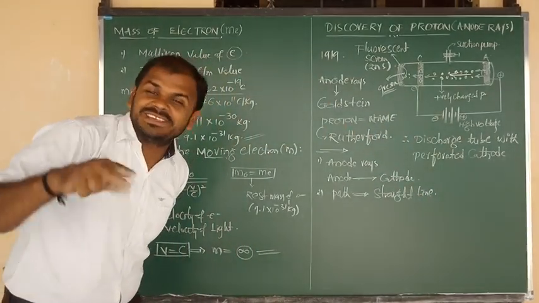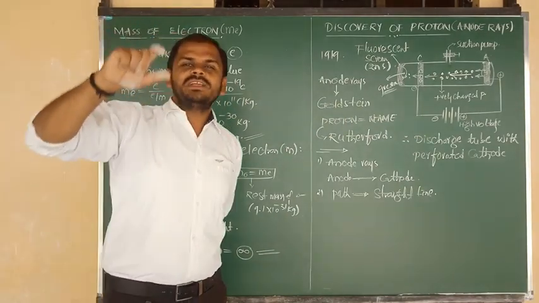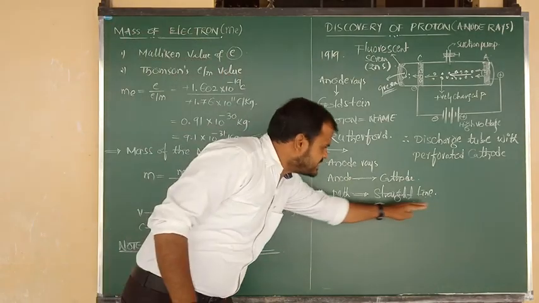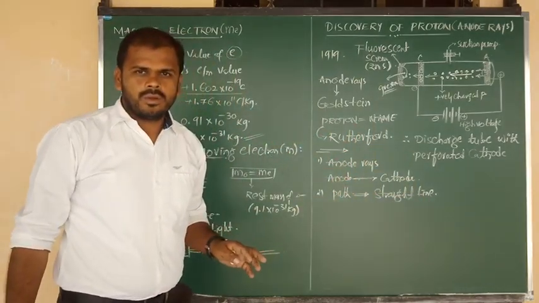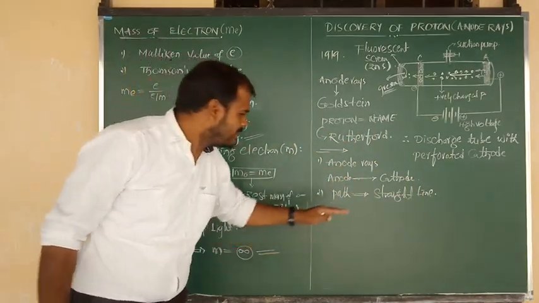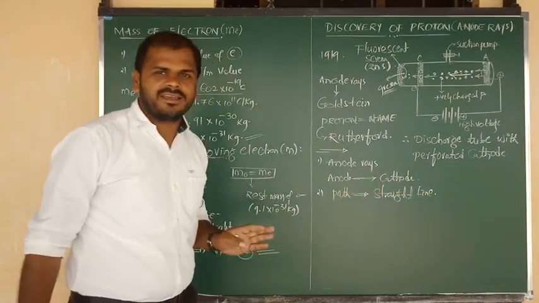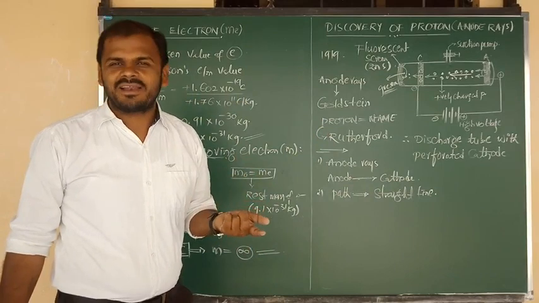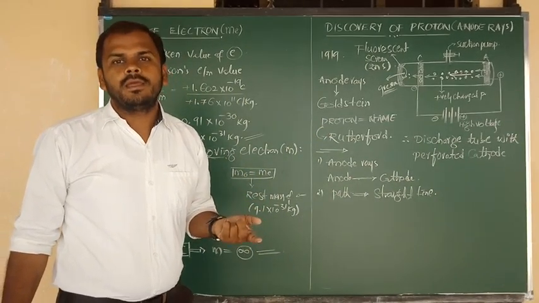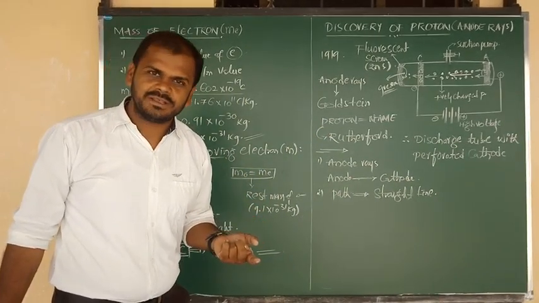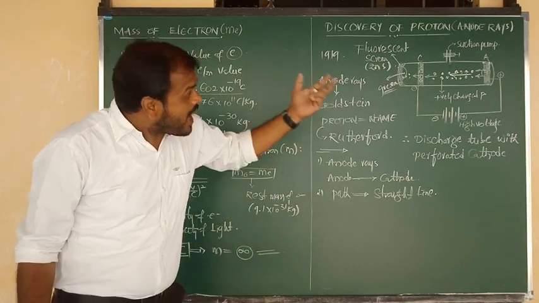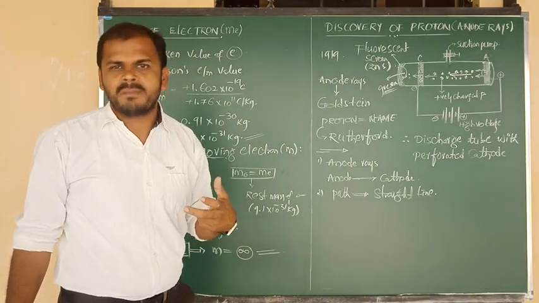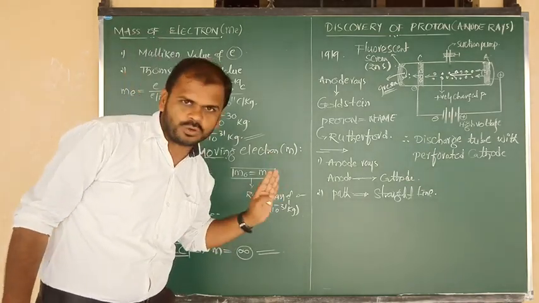But again, the same two conditions we applied in the case of electrons can be applied here. Generally they travel in a straight line. What about the path of the cathode rays? They can travel in a straight line, but under the influence of electric and magnetic fields, their direction is going to be changed. Sir, how does the direction of anode rays change in the presence of electric and magnetic fields? That I am going to show you.